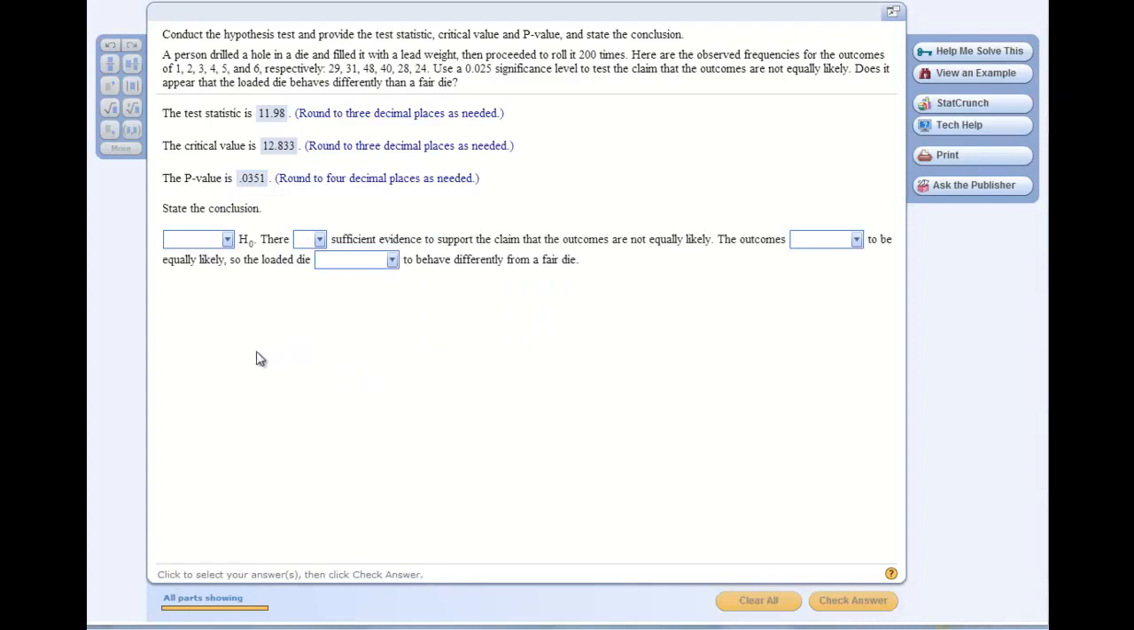And here we are to state the conclusion. Now this critical value is larger than the test statistic, and the p-value is larger than the level of significance. So we will not reject the null hypothesis. There is not sufficient evidence to support the claim that the outcomes are not equally likely. The outcomes appear to be equally likely, so the loaded die does not appear to behave differently from a fair die.